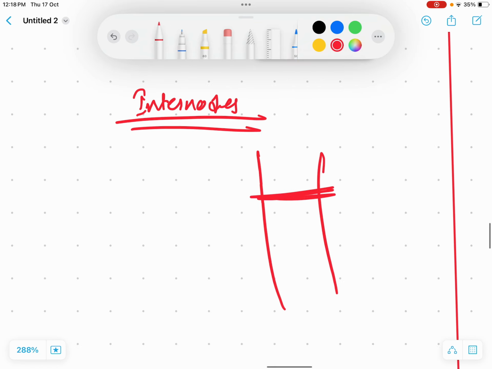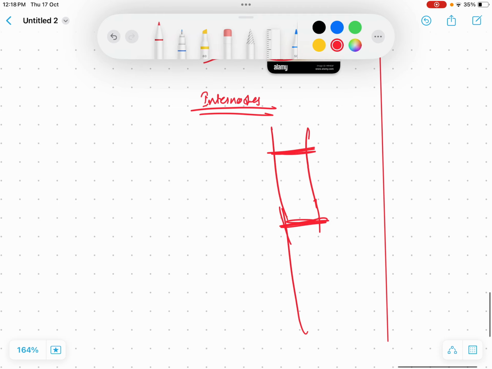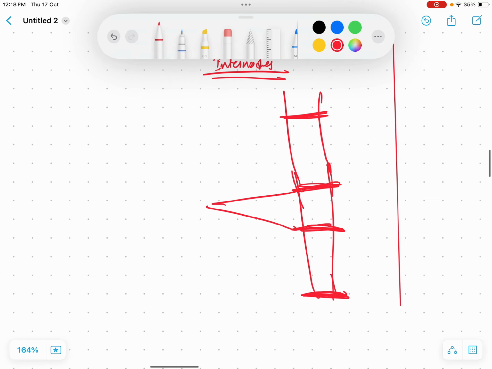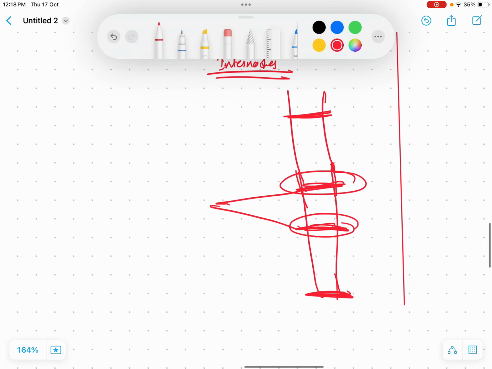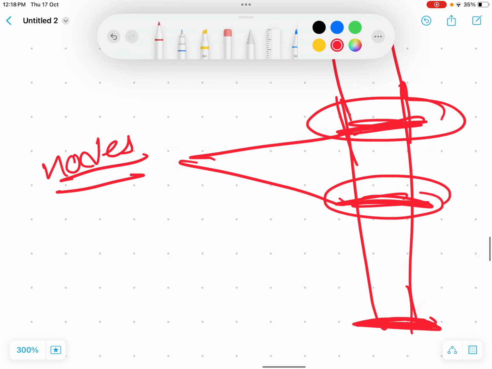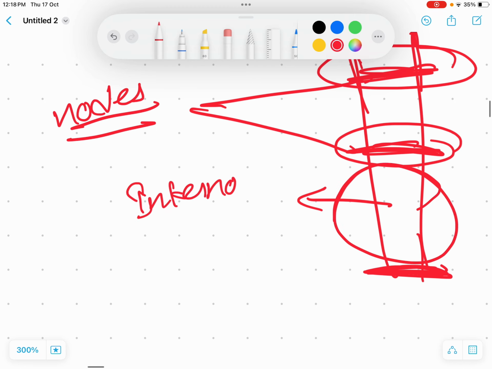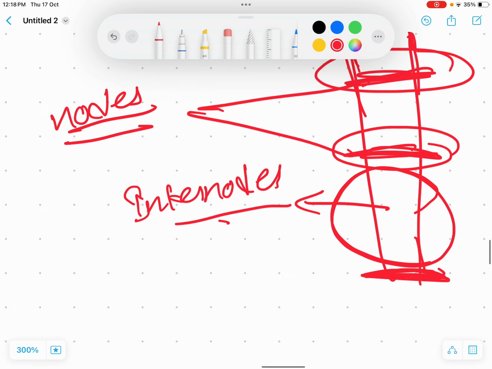Internodes are, if this is the stem, have you seen in sugarcane there are nodes over here, like these kinds of structures in sugarcane, right? So these two are hard surfaces. These hard things are nodes, whereas in between two nodes there is an internode. This is the internode, which is long, you know.